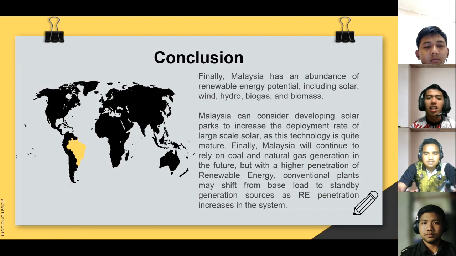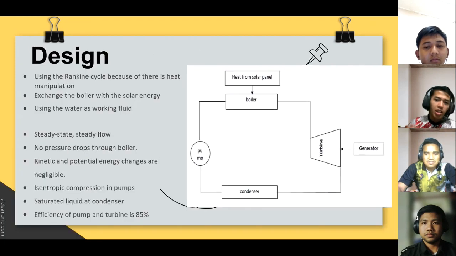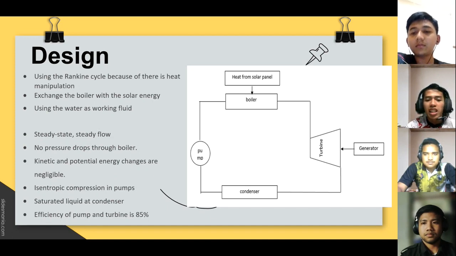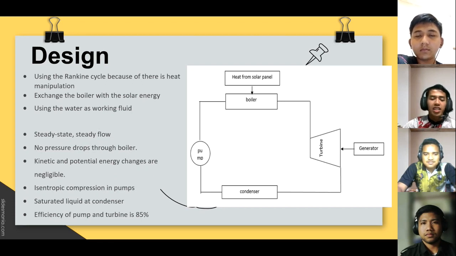The heat from the solar panel will heat the water, so we exchange the boiler so we can cut our energy consumption. Then the water will go through the turbine so we can complete the cycle. It is like a normal Rankine cycle.